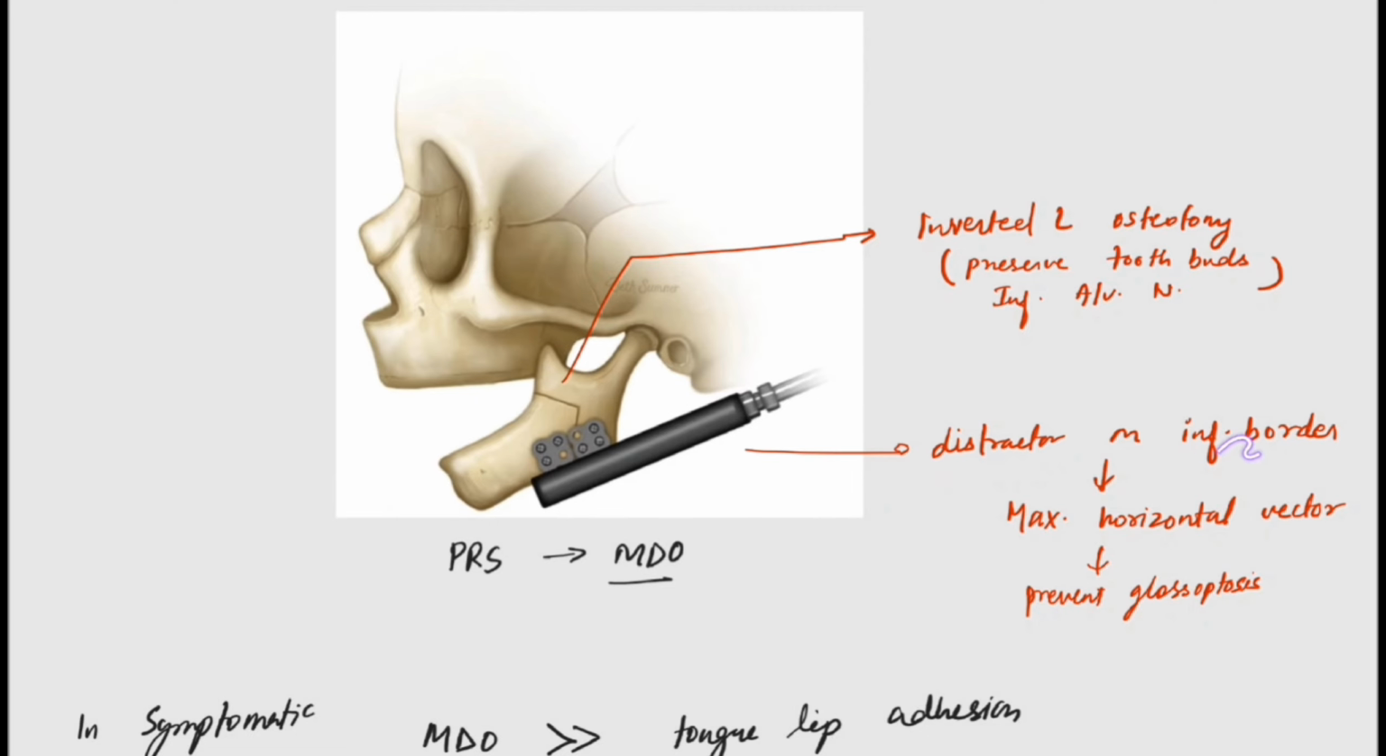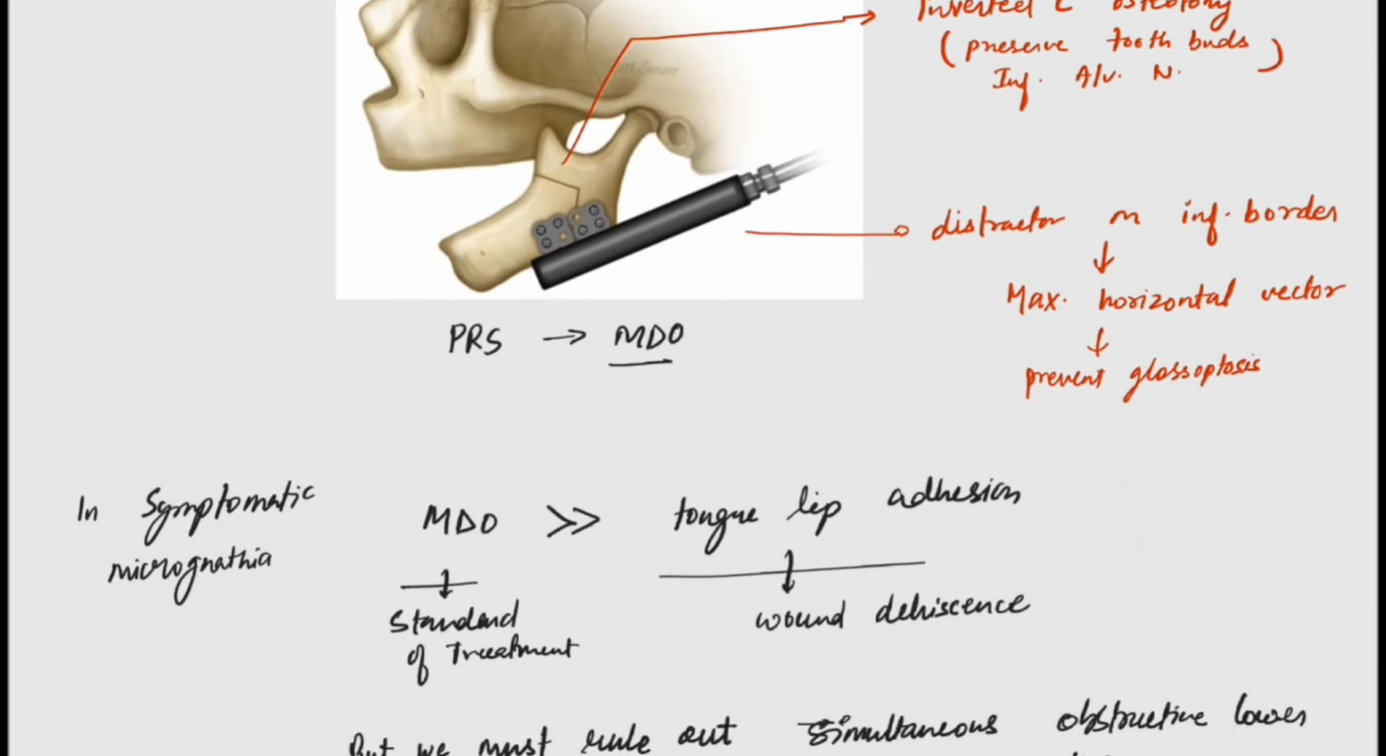The distractor is applied on the inferior border. If the distractor is applied on the inferior border, there is a maximum horizontal vector. This maximum horizontal vector prevents the glossoptosis.